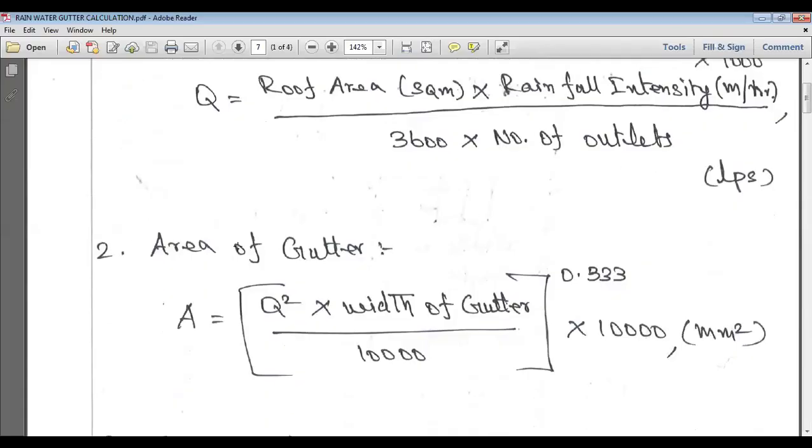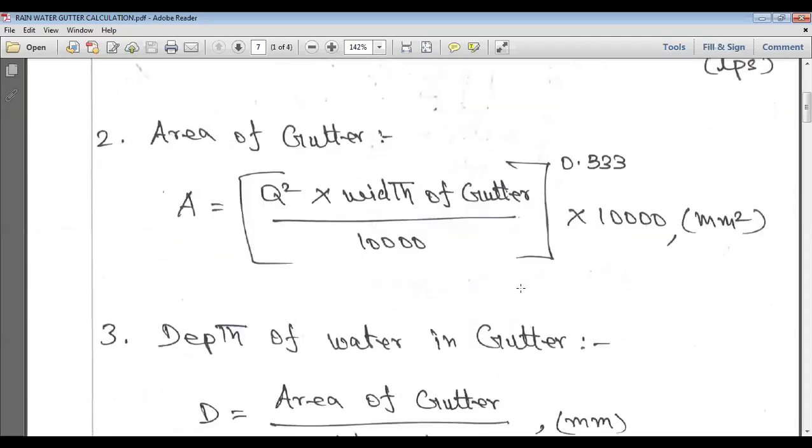For the area of the gutter, A equals Q squared into the width of the gutter, divided by 10,000, whole power 0.333. You put 0.333 as the power, and into 10,000 as the conversion factor. You will get the area of the gutter in mm square only.